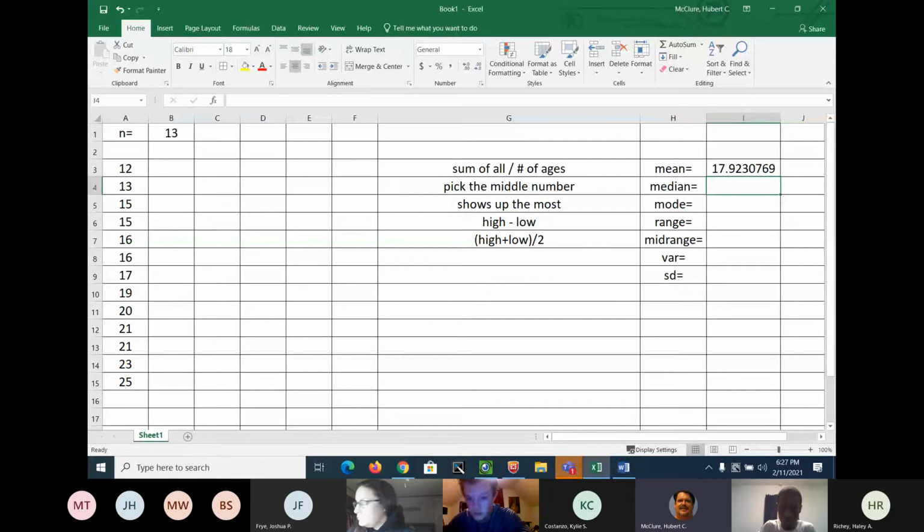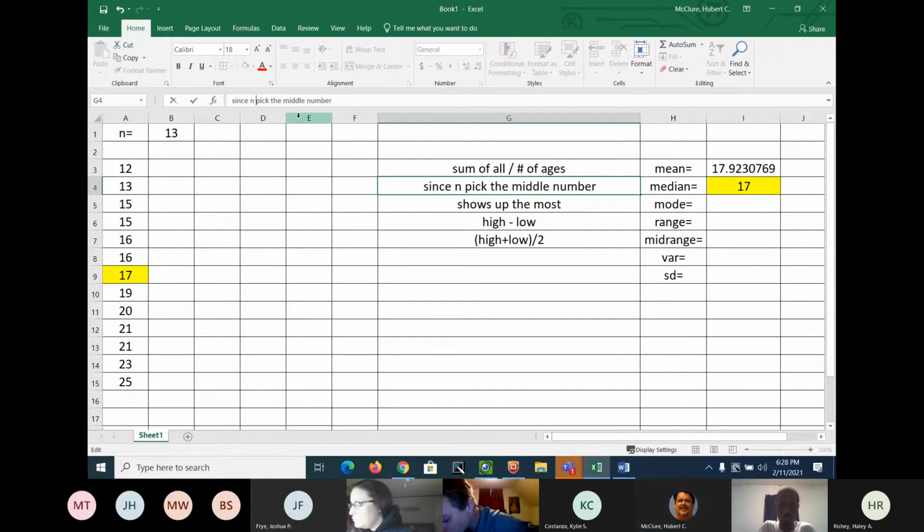Now, where's the median? Well, there's 13 numbers, so I'm going to count 6 down: 1, 2, 3, 4, 5, 6, and there is your median. So 17 is your median. Since n is odd, I can't type.